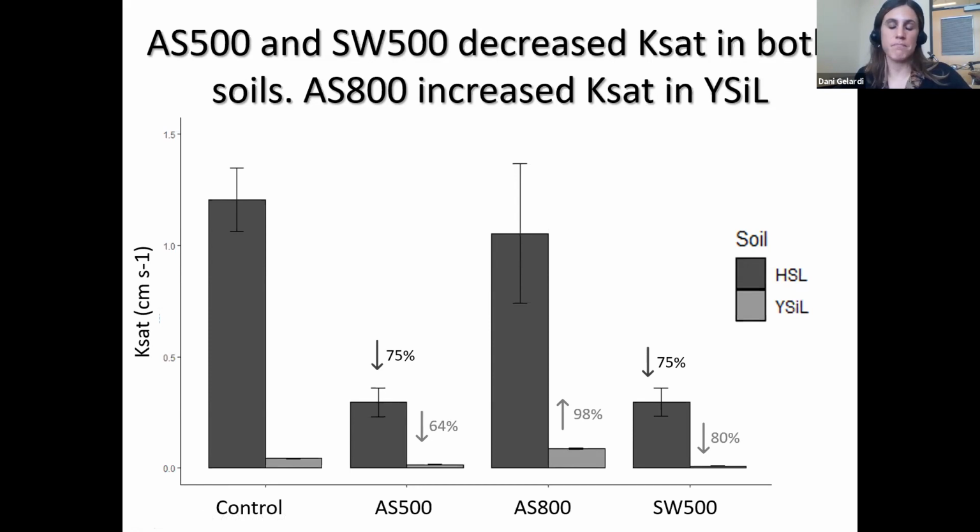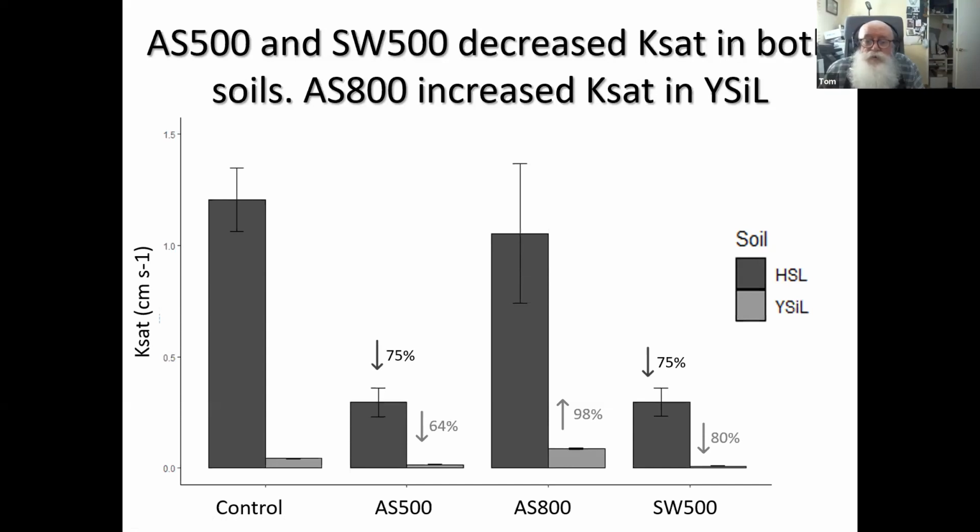struggles with waterlogging. Interestingly, this biochar here, the almond shell produced at 800 degrees C, increased by 98% the movement of water through that same soil. We're still investigating some of the parameters to figure out why, but we hypothesize that it's because the pores in this biochar are very large and perhaps are better connecting the already native soil pores and kind of helping water move through. So all in all, Dani, could I ask a question?